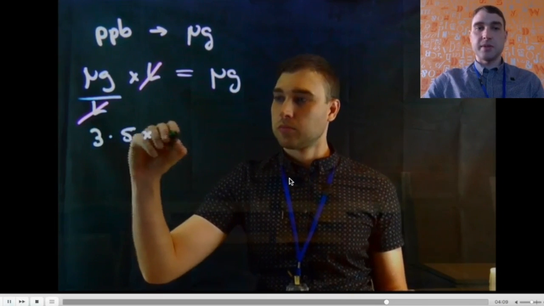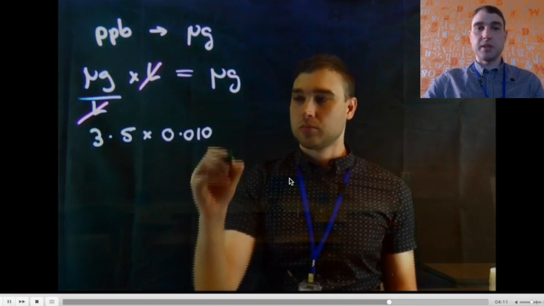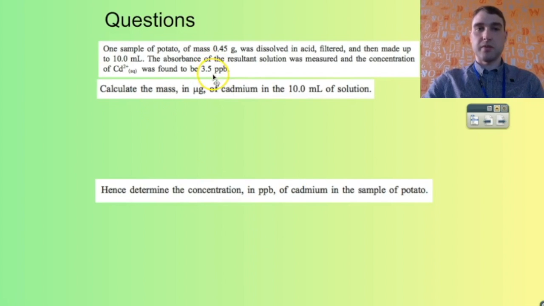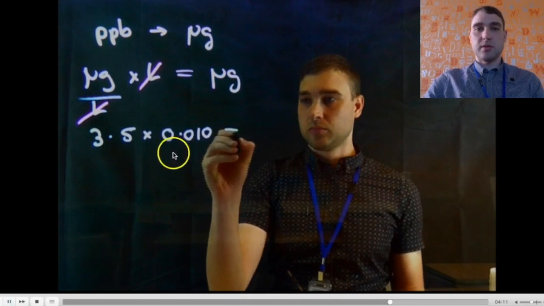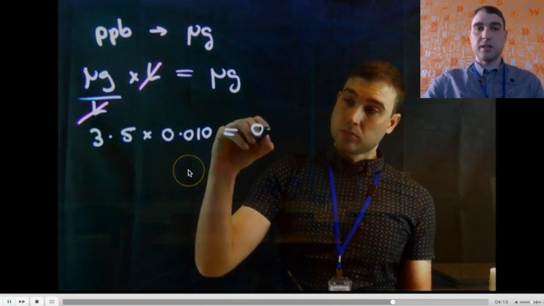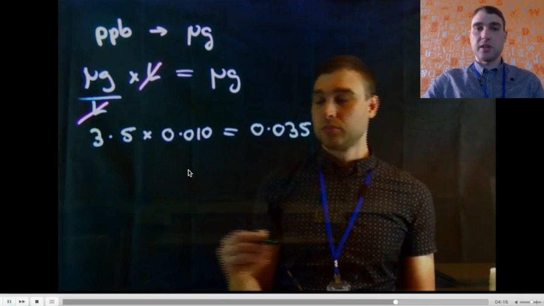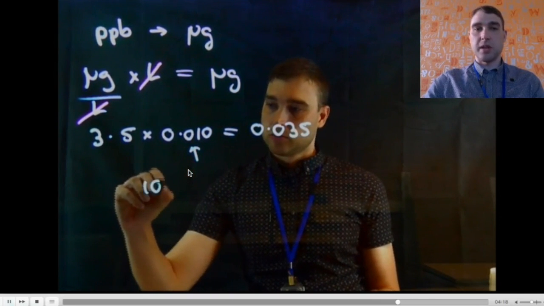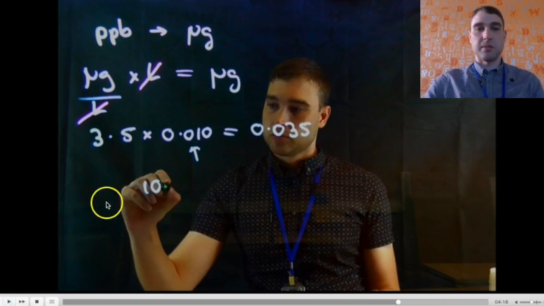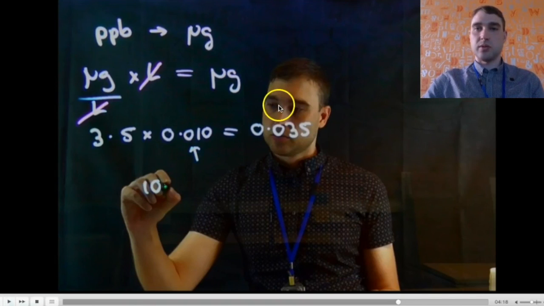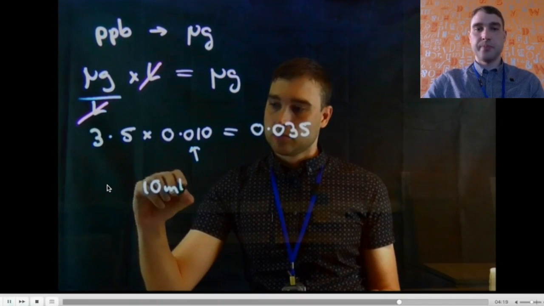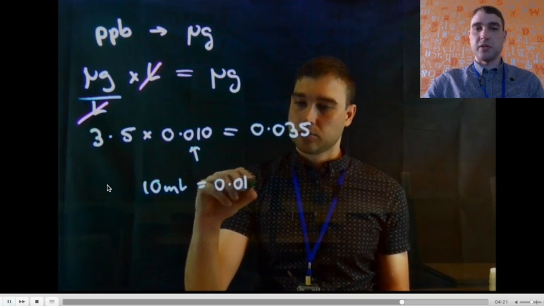So now I write in my numbers. So I had 3.5 parts per billion. If we look back at the question, so 3.5 parts per billion. This is the volume of water, and I'll explain that later. So that's our volume of solution, so our number of litres. I did the calculation offside and I got 0.035 micrograms. So there should be a micrograms here, but I forgot to write it. So where did we get to 0.010? If we look over on our question, there was a 10 ml solution, so we need to convert 10 mls into litres. So 10 mls is 0.010 litres.